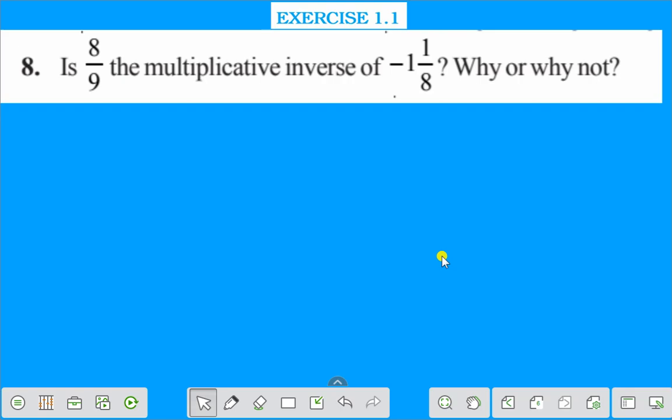Hello everyone. Today I shall discuss exercise 1.1 question number 8. Is 8 by 9 the multiplicative inverse of minus 1 whole 1 by 8? Why or why not? Let us first multiply these numbers.